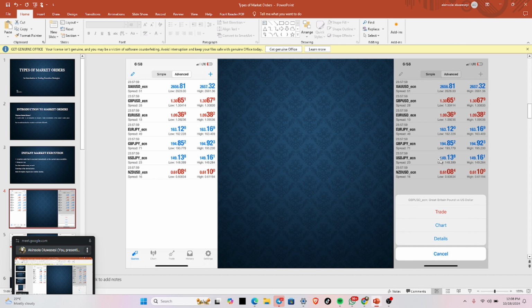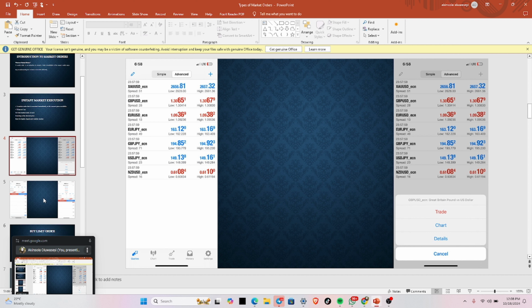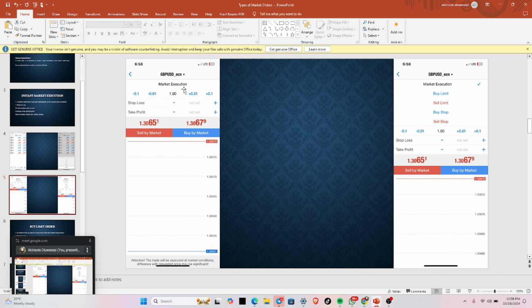This picture on the second phase here brings trade, charts and details. Mind you, once you have in mind that you want to trade, you click on trade. If you click on chart, it will display the chart interface for you. But no, you are clicking on trade. That is what it is now going to display for you.